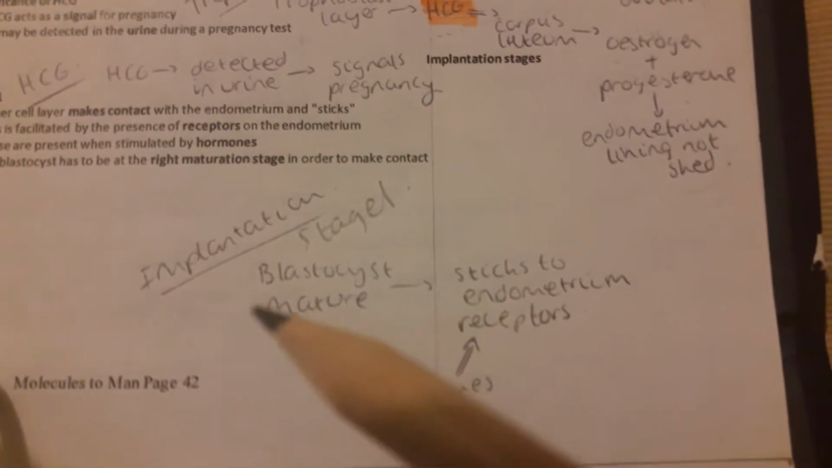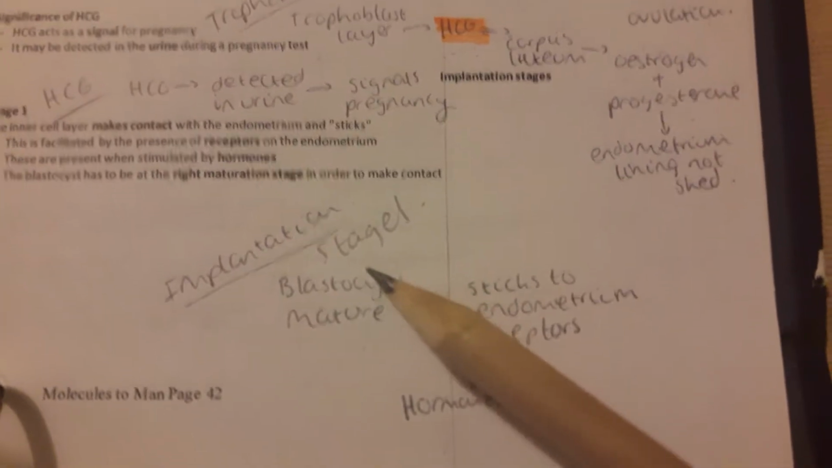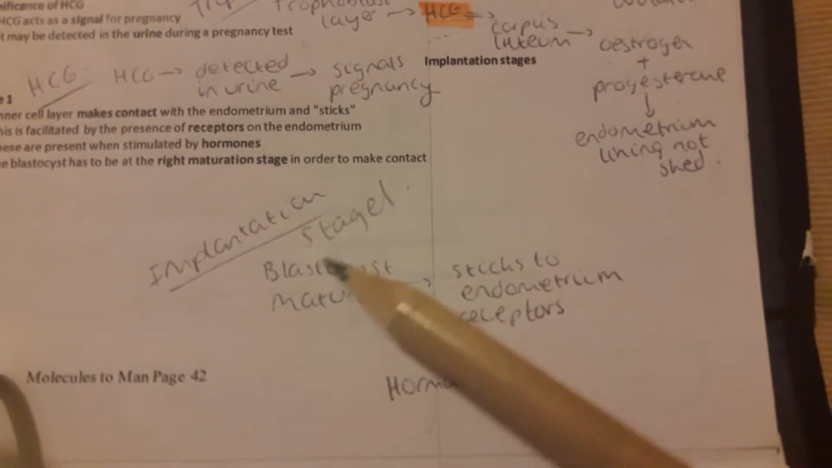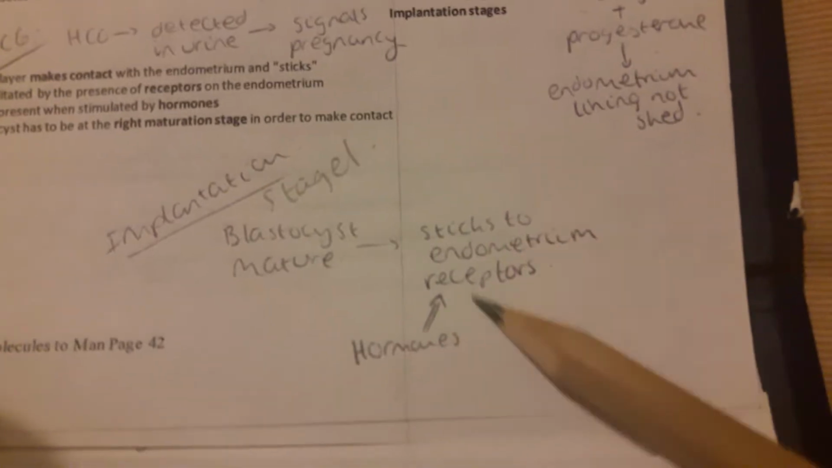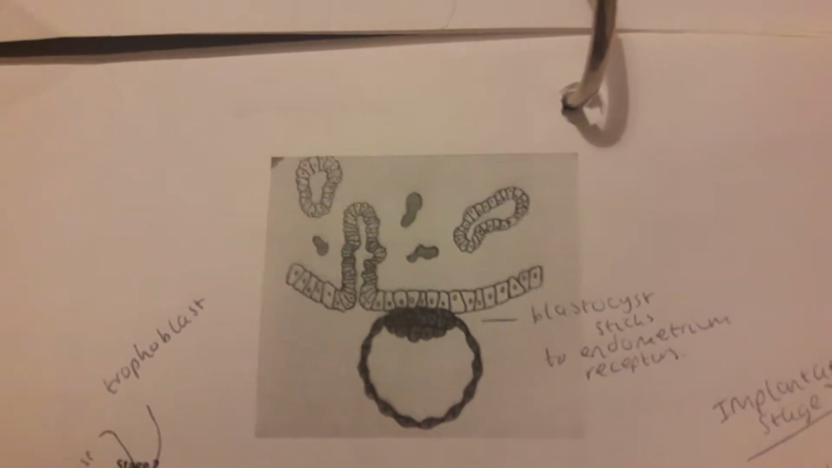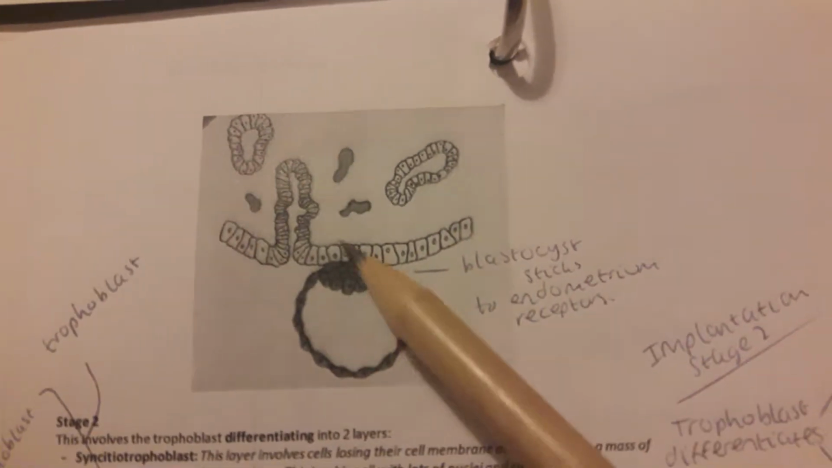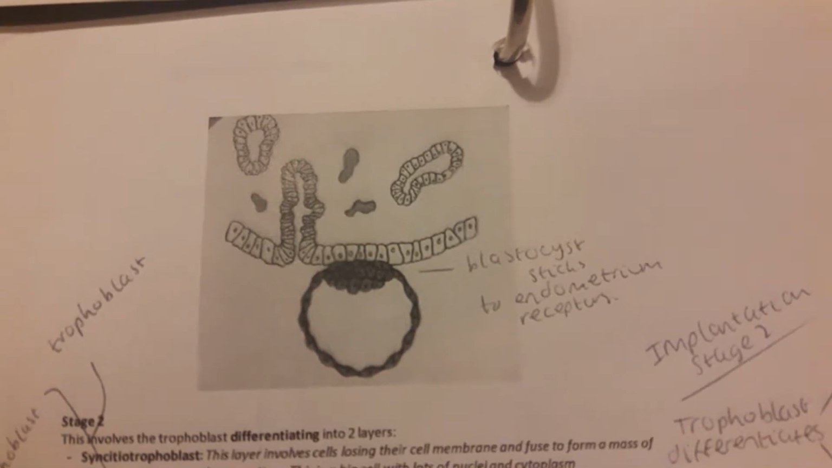Okay, so now for the stages of implantation itself. There's 6 stages in implantation. In the first stage, once the blastocyst is mature, it sticks to the endometrium receptors, and this is stimulated by hormones. So you can see stage 1 happening here with the blastocyst sticking to the endometrium receptors on the uterine wall.